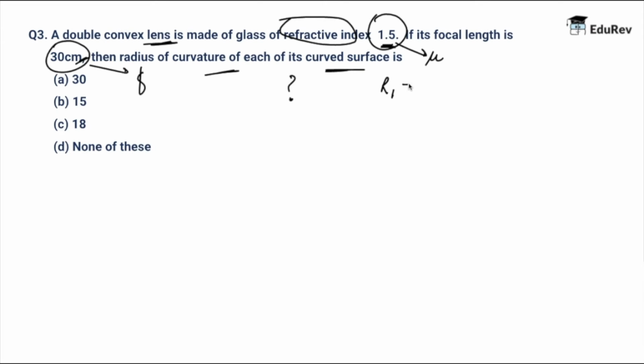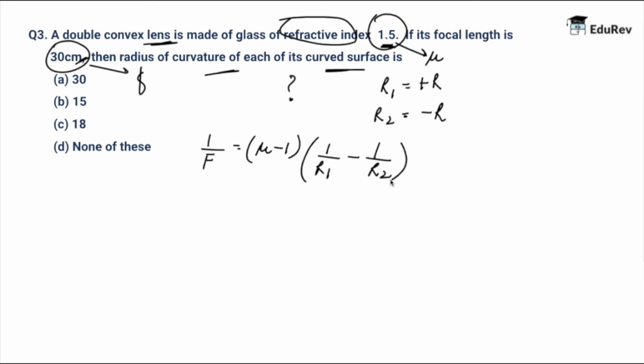That is, I am saying that R1 is nothing but positive R, and R2 is negative of that R. Now, according to the lens maker's formula, I can write that 1 upon F will be equal to mu minus 1, this is mu, times 1 upon R1 minus 1 upon R2. So, this is going to be the formula. Now, we need to use the values that are given in this formula.